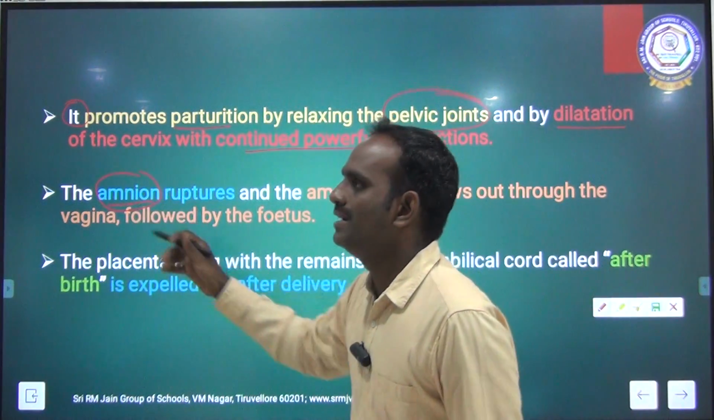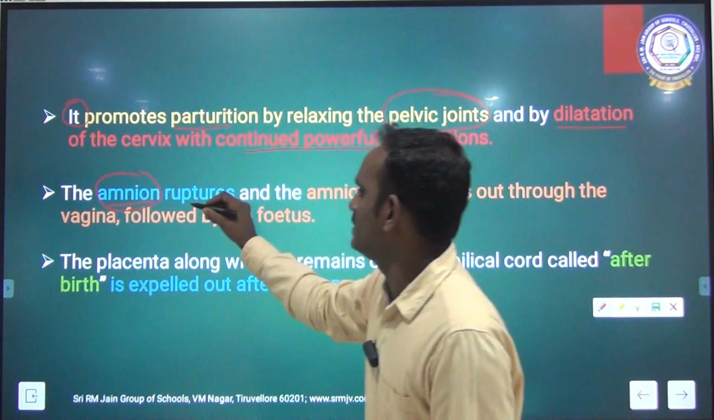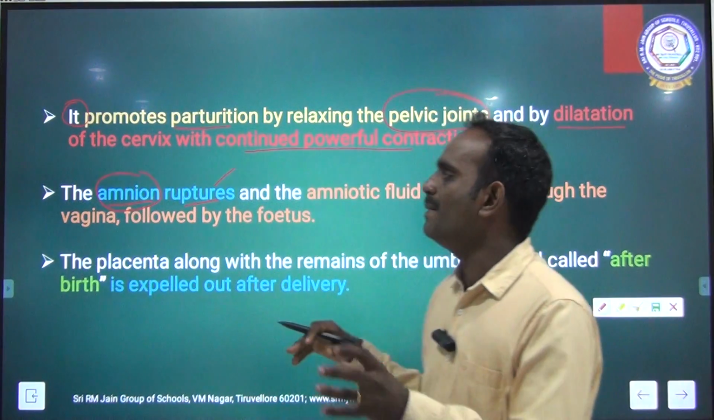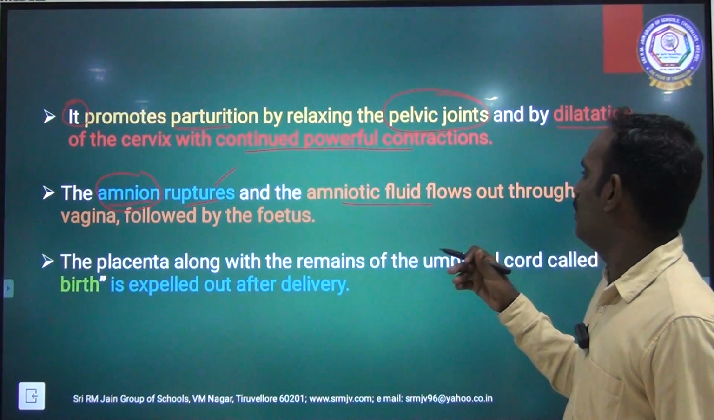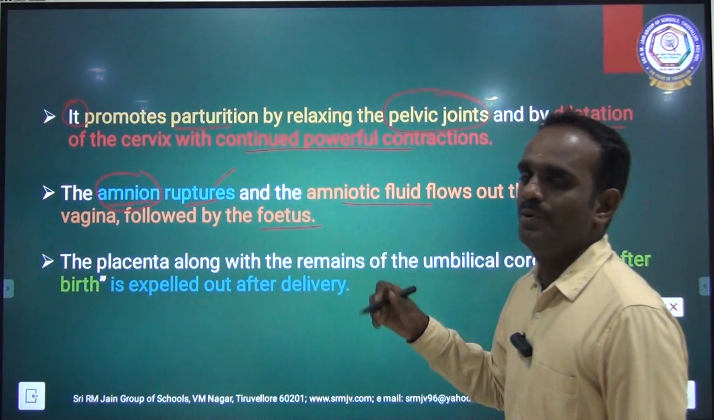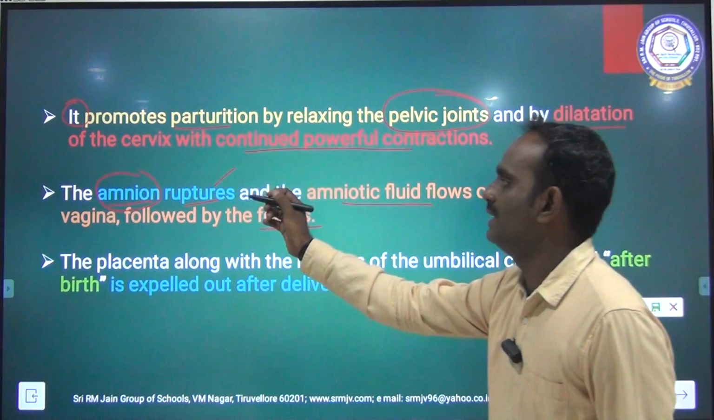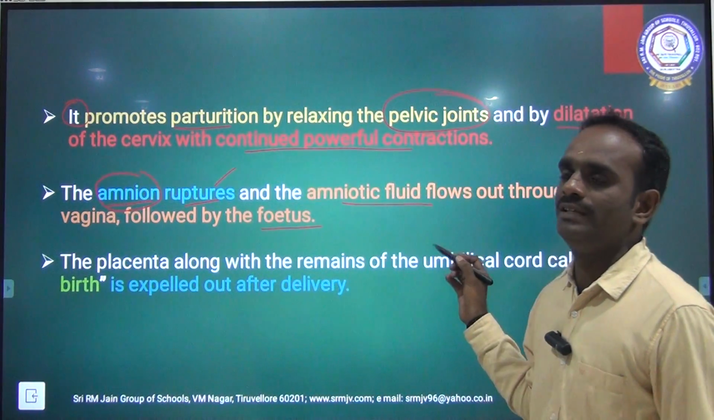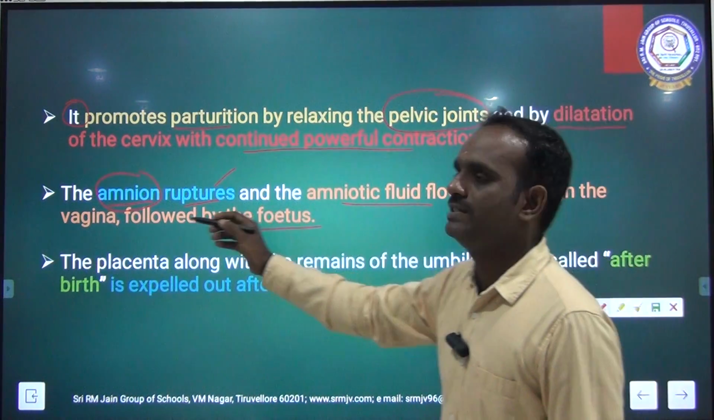So the amnion ruptures. Ruptures means what? Ruptures means disappears. The amnion ruptures and the amniotic fluid flows out through the vagina followed by the fetus. Once the fetus comes out from the mother's womb, followed by the amniotic fluid, this amniotic fluid also flows out through the vagina.